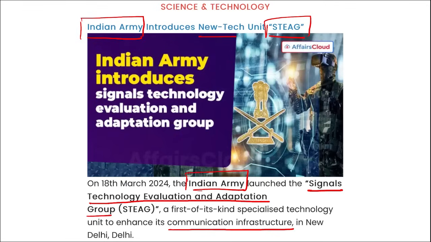This unit will be carrying out various evaluations, scouting, development, management of the core ICT solutions, that is information and communication technology solutions. This will provide user interface support by maintaining and upgrading available contemporary technologies. They will be working on electronic warfare systems, 5G and 6G technologies, quantum technologies, AI, machine learning, etc. And this tech unit will boost the Indian Army's capabilities in the digital domain. Right? And they have launched this STEAG, that stands for Signals Technology Evaluation and Adoption Group.